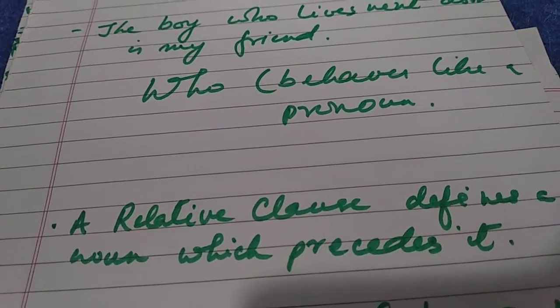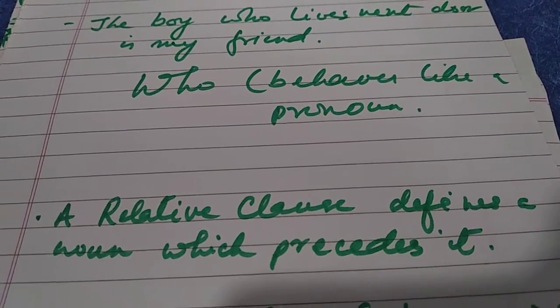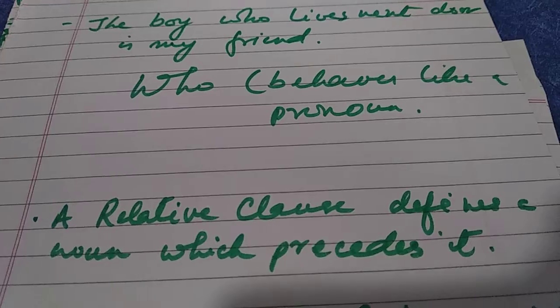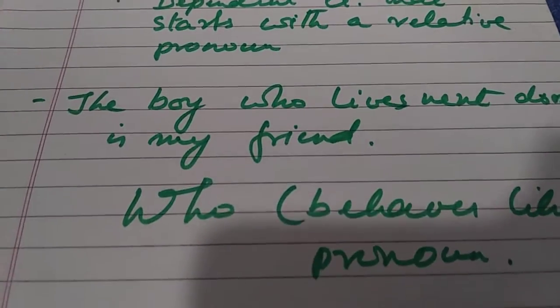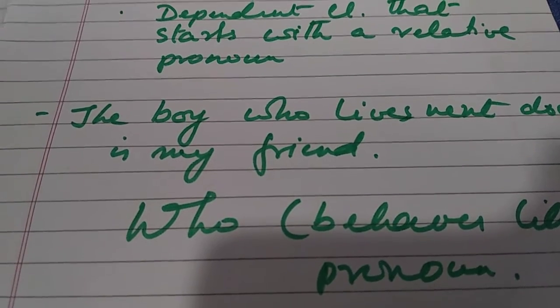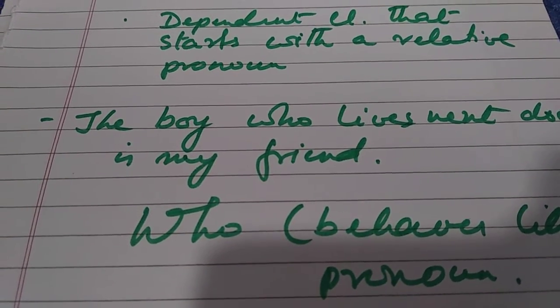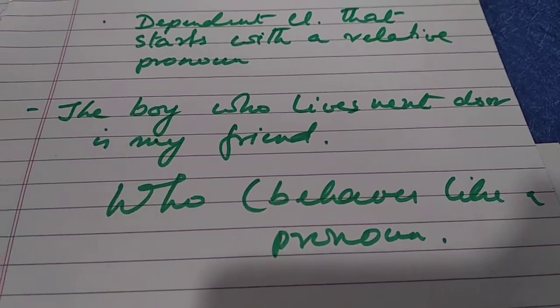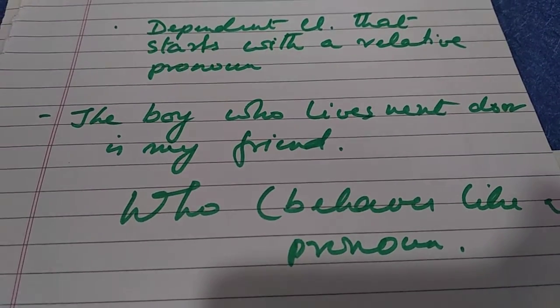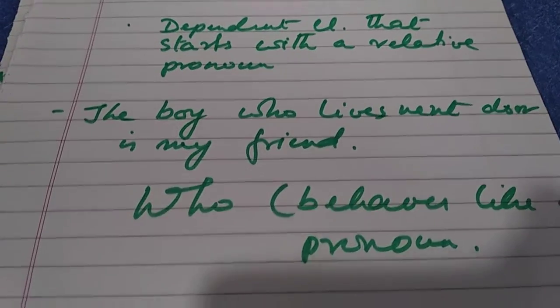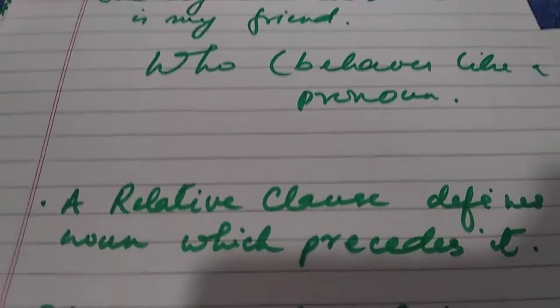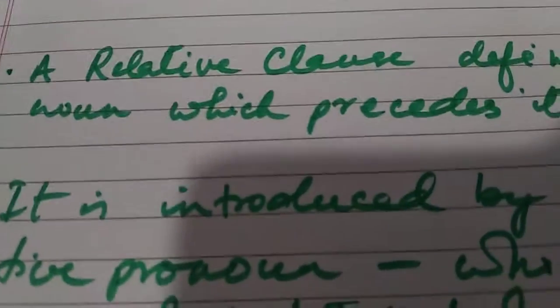Now, we have seen here that a relative clause defines a noun which precedes it. The boy is a noun that is preceding. Who lives next door? The boy is my friend. But who lives next door does what? It defines the noun, the boy.